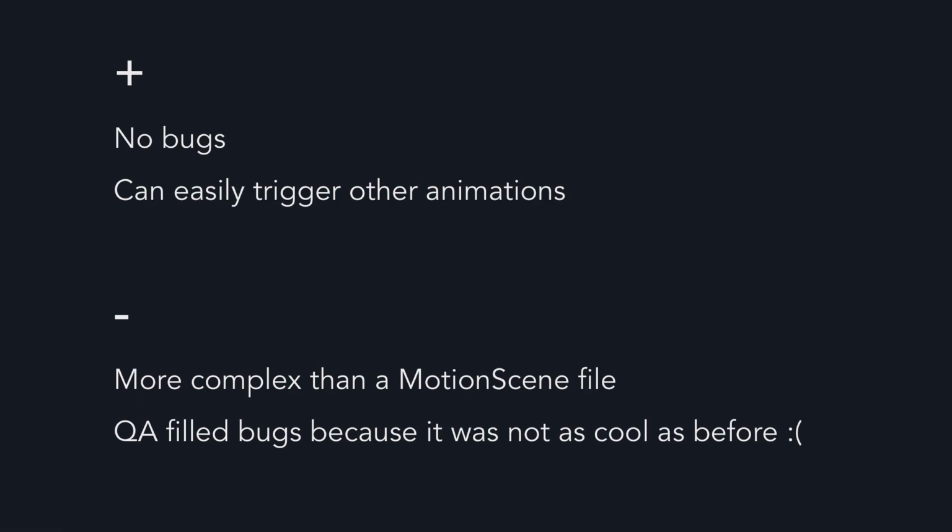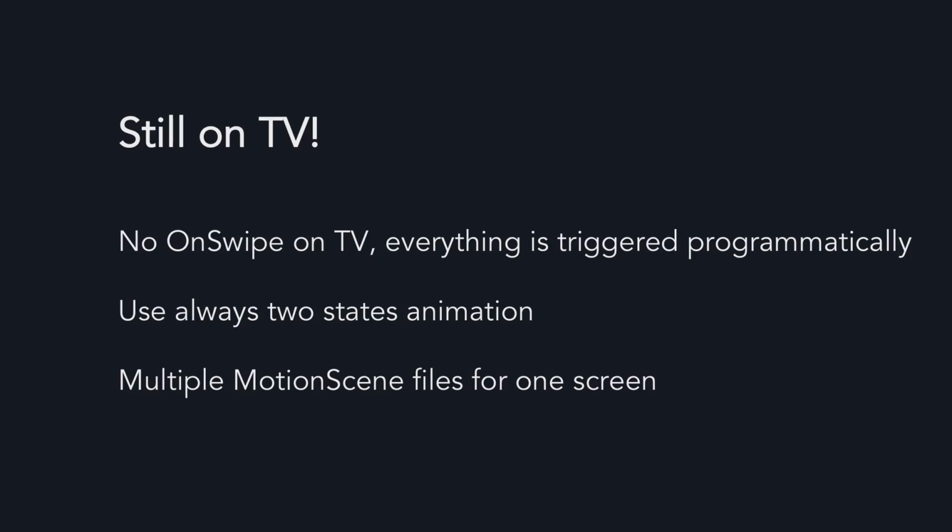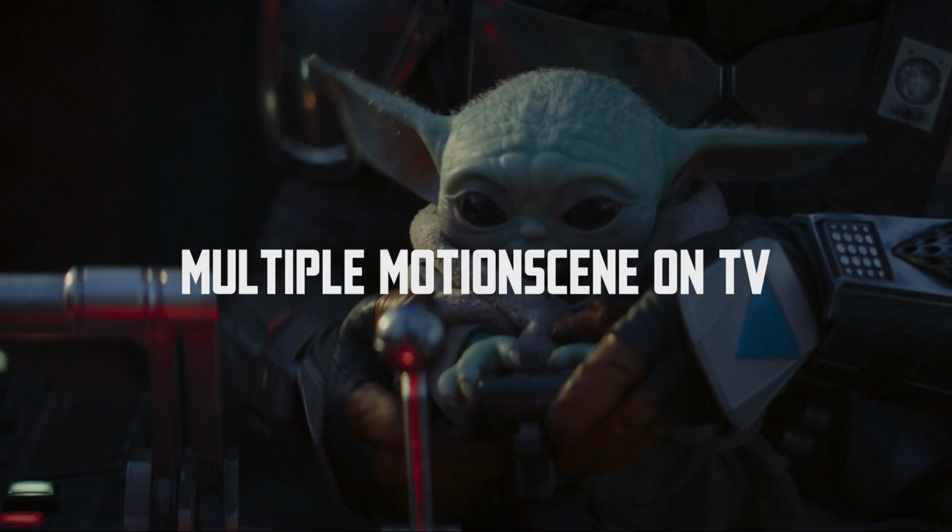The motion scene file written with the sub-element method is just magic and so easy to explain. And QA filed bugs because it was not as cool as before. For example, the smooth transition to the end state when you stop swiping disappeared. But it's still on TV, where we don't have any on-swipe, everything is triggered programmatically. We try to keep the rule of only having two states, and we can easily use multiple motion scene files for one screen. I will talk a bit about that.